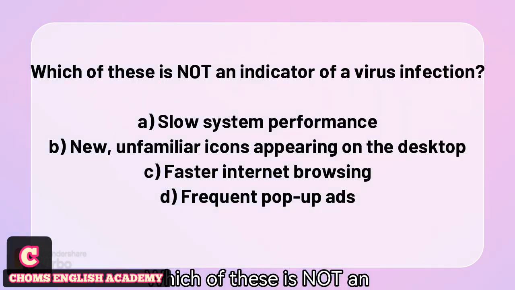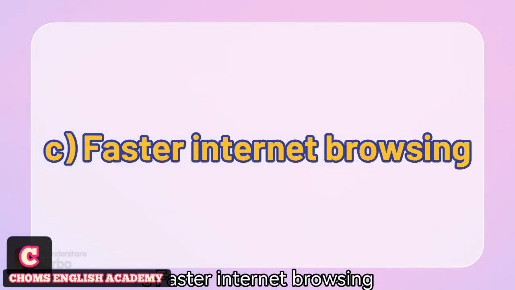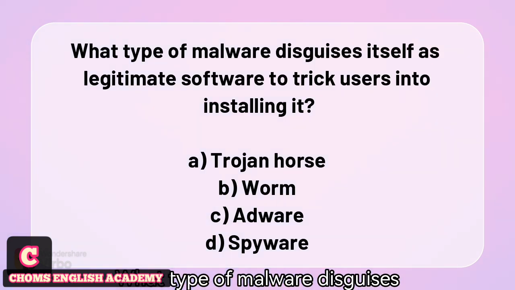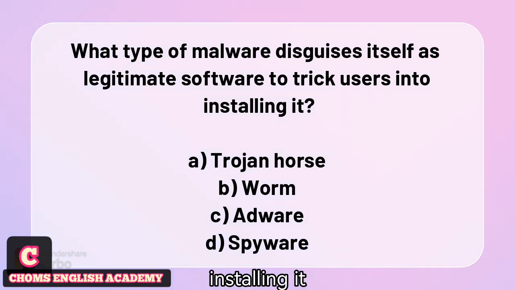Which of these is not an indicator of a virus infection? A. Slow system performance. B. New, unfamiliar icons appearing on the desktop. C. Faster internet browsing. D. Frequent pop-up ads. Answer. C. Faster internet browsing.